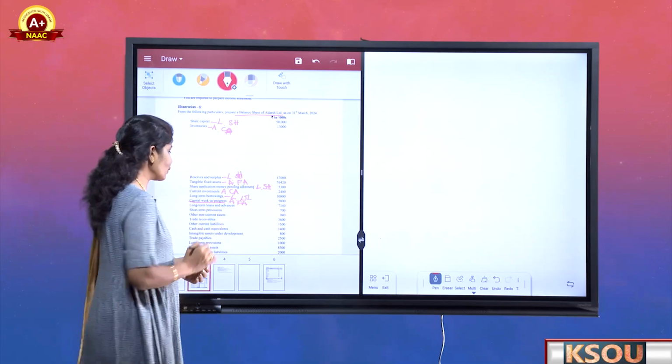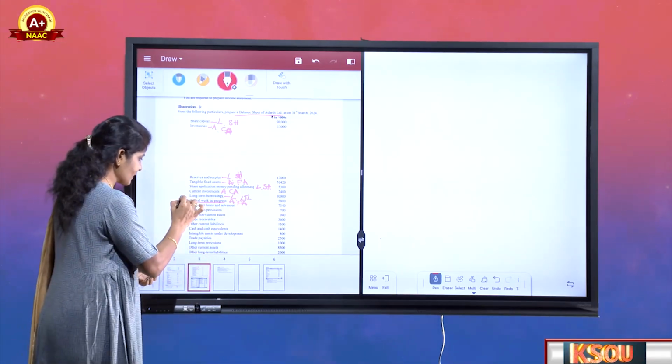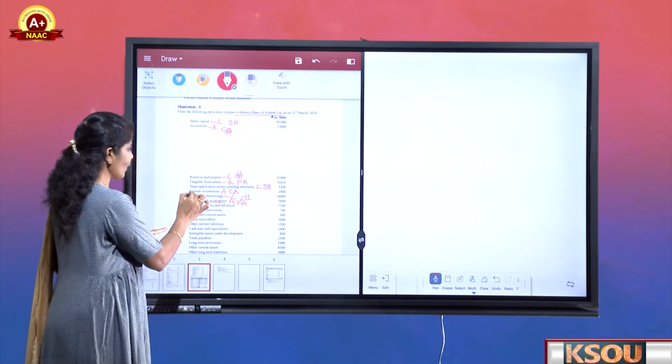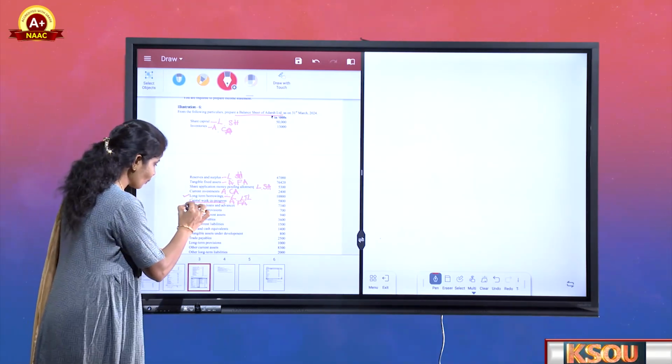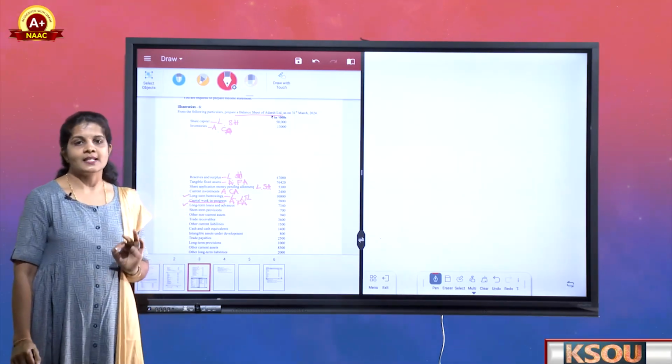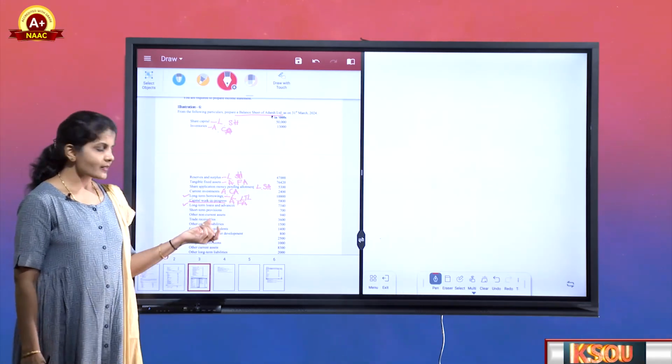Next, long-term loans and advances. Look at here, dear friends. Here long-term borrowings is nothing but a liability, whereas long-term loans and advances is an asset, a long-term asset, or it is a fixed asset.